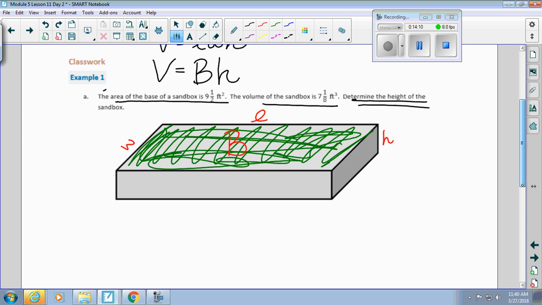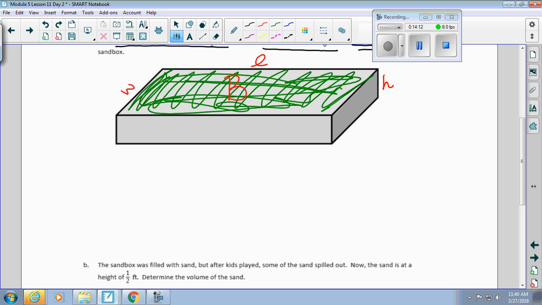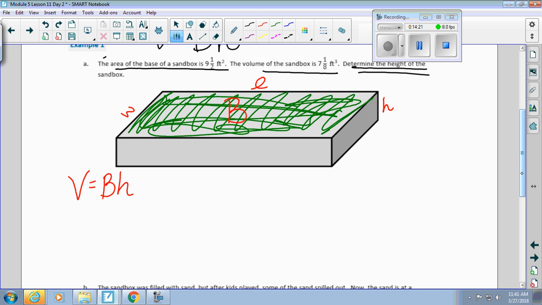So we're going to plug in what we know, figure out what we don't. So let's start with that formula. Volume equals capital B times H. And they've given us a few little golden nuggets of information here. What can we plug in for the volume? Because they told us the volume. Michael? 7 1/8. Very good. So instead of V, we're going to write 7 1/8 equals, and then the base, capital B, the base. So what would that be? Emma? Very good. Emma, 9 1/2. So we're still missing the height, but we've plugged in everything that we do know.